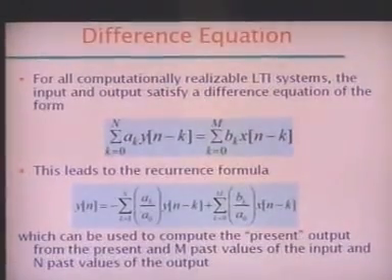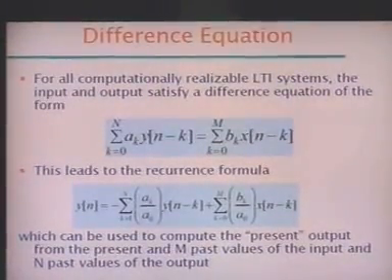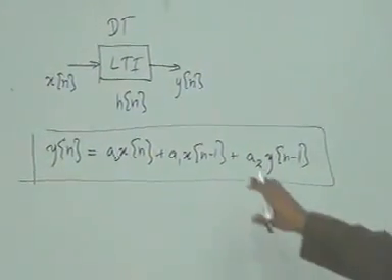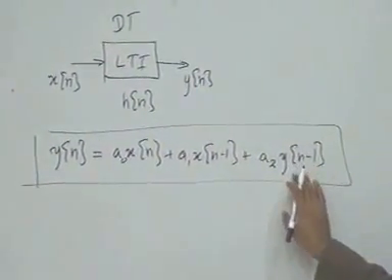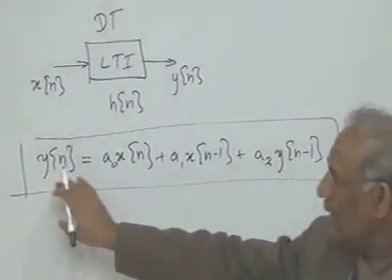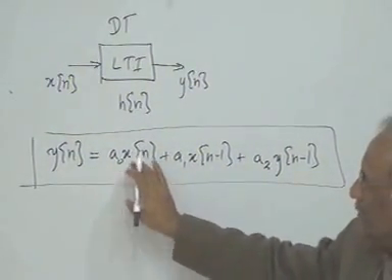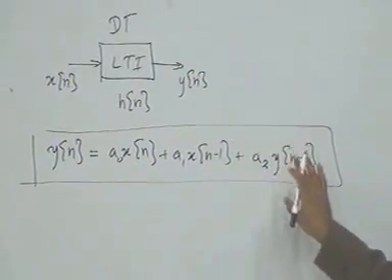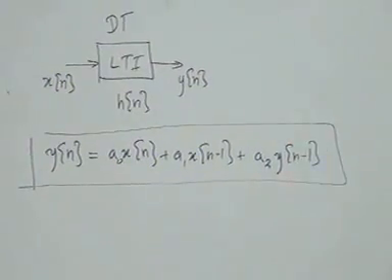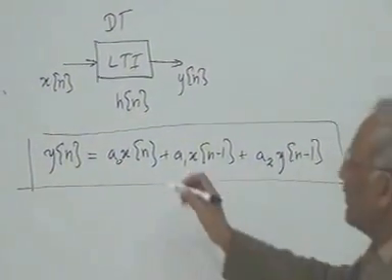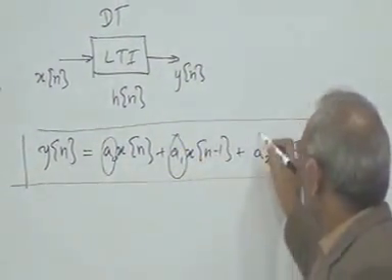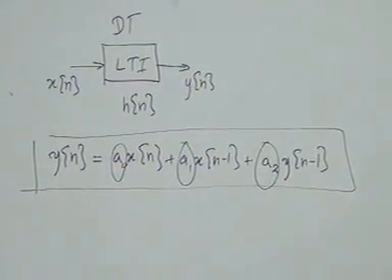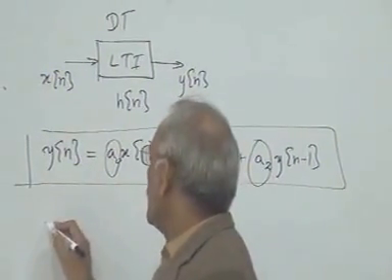The difference equation comprises your present input, and depending on the system, it may have previous inputs or previous outputs. If your present output is a combination of the present input, some scaled factor, your previous input, and your previous output, then you will have an equation like this. Now these coefficients are very important, and they actually define a particular system. In general, we may have a situation like this.